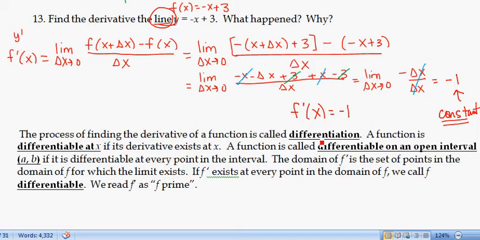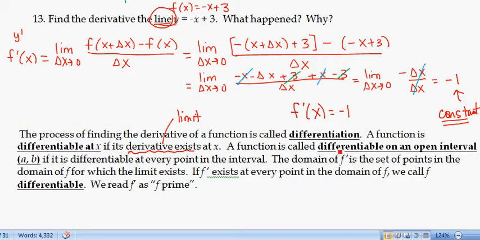So this process of finding the derivative function, what we've just been doing the last few problems, is called differentiation. So that's the verb of it. We say that a function is differentiable at x if the derivative exists. That's really just saying that the limit definition exists, right? We know from last unit that sometimes the limits don't exist. So it's differentiable if the limit exists.